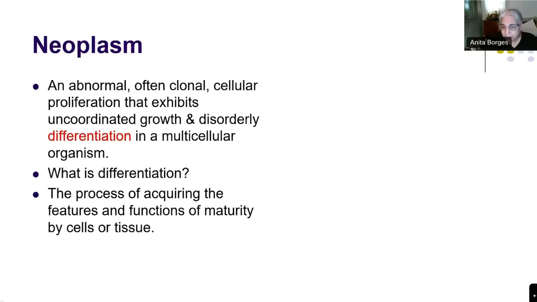Coagulation, yes? We have the term or not? So it has to be a process. And this is the process of acquiring the features and functions of maturity by cells or tissues. So you may have something that is less differentiated and something that is fully differentiated, okay? And the process by which this particular cell goes through the different stages before it becomes fully mature, that is the process of differentiation. Yeah, now do you understand what that is all about?